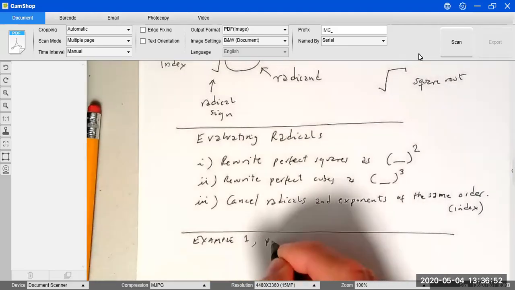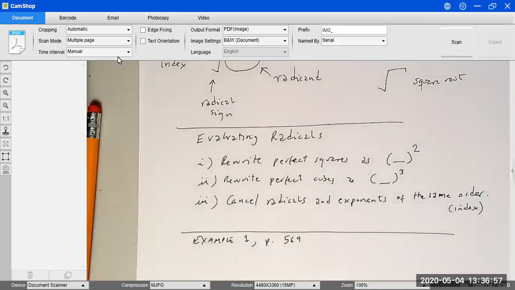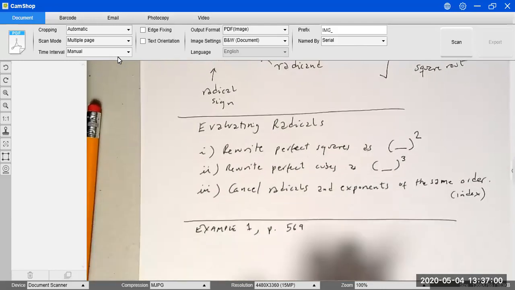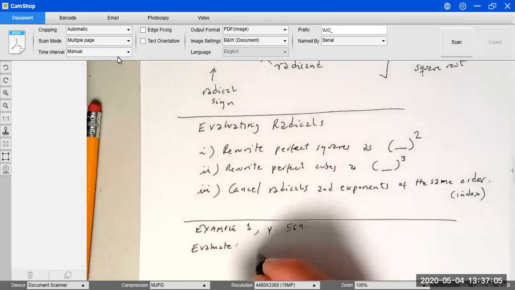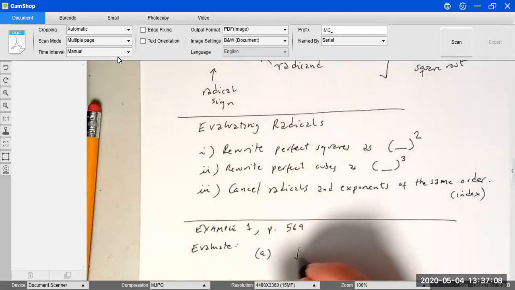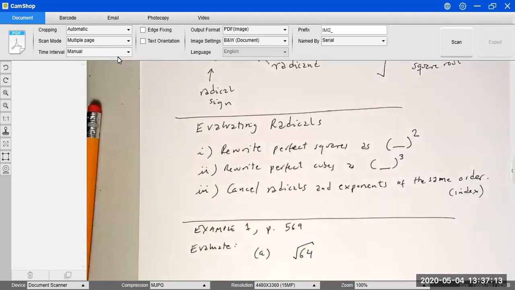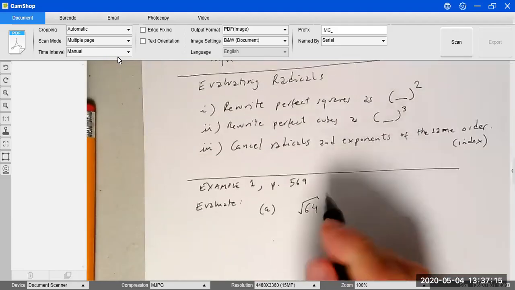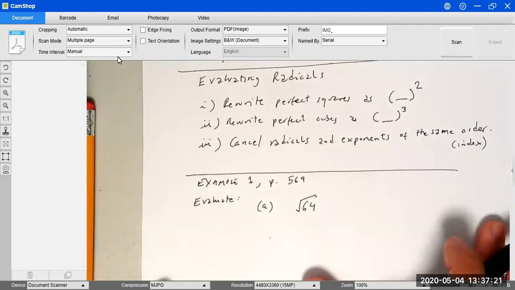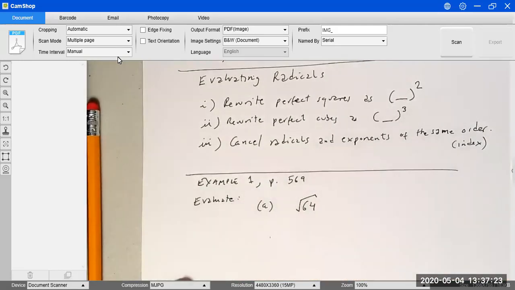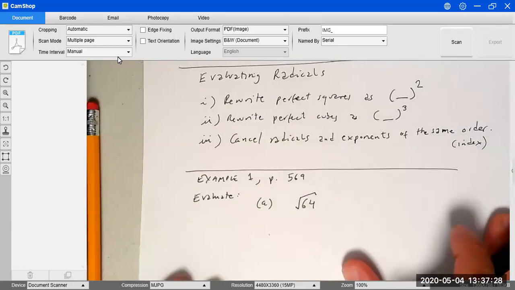So for example, let's see, we have example 1 on page 569, and in that example we're going to evaluate first the square root of 64. These are the steps that we're going to follow in any case, whether you have a number here or later we're going to have algebraic expressions. That's the reason this is the method that we're going to follow. You might know how to get the square root of 64 and say, oh, it's 8. But these are the steps.